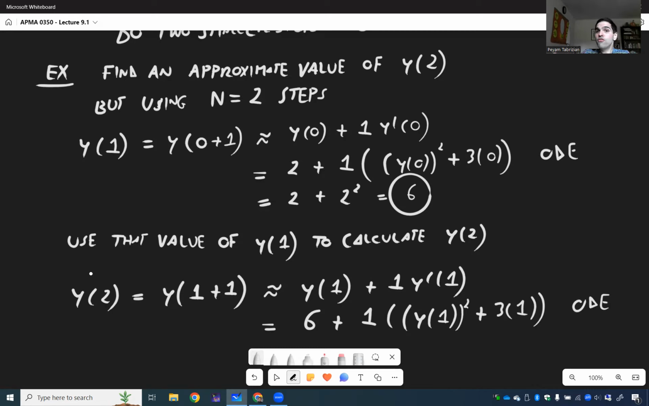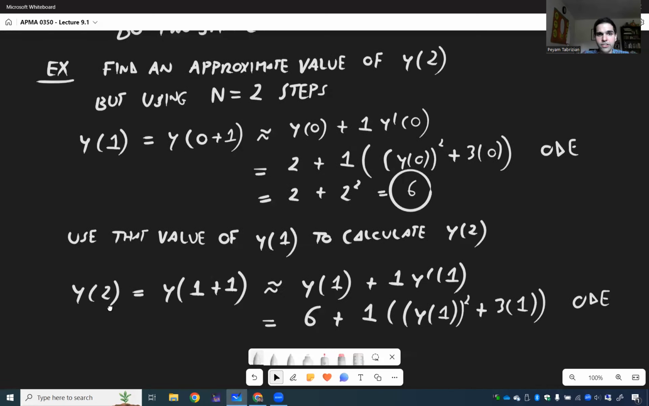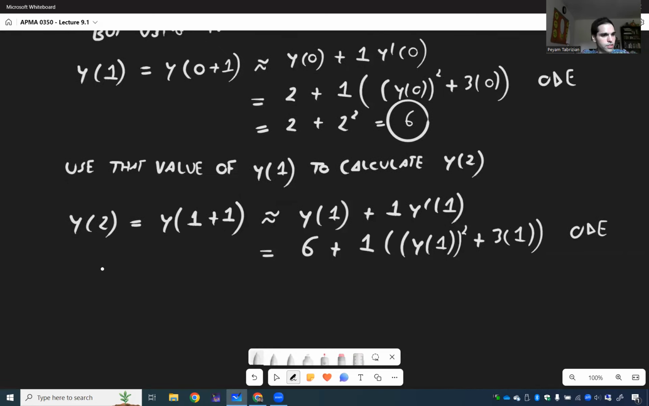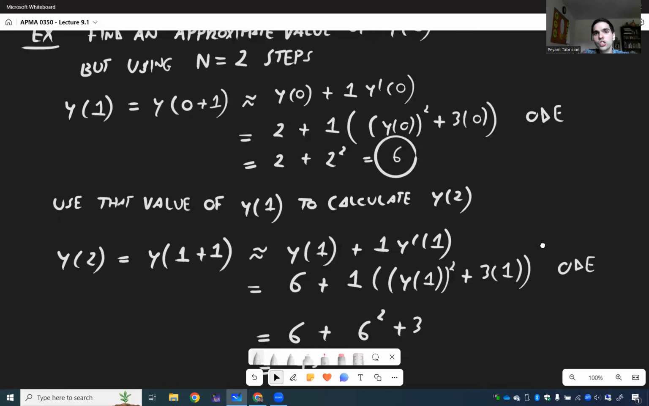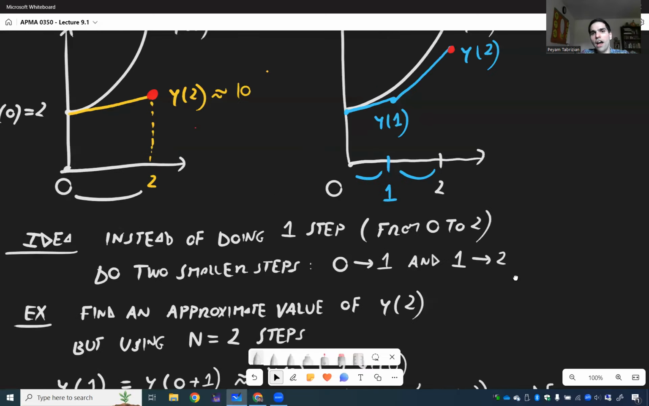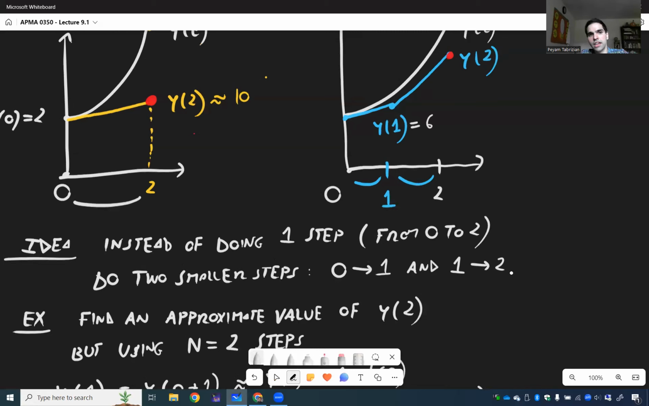Well, you see, before we didn't know what y of 1 was, but now we have our approximate value and we can just plug it in. So I think you get 6 plus 6 squared plus 3. So I think 36 plus 3, 39 plus 6, 45. So kind of completing our picture here, we had y of 1 was 6, again roughly, and then y of 2 was roughly 45.